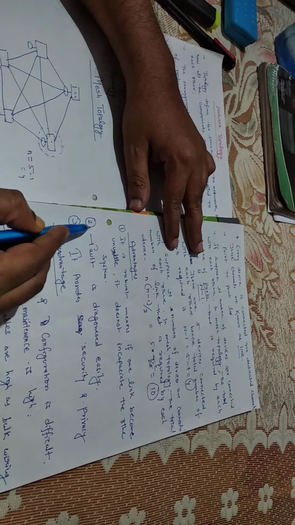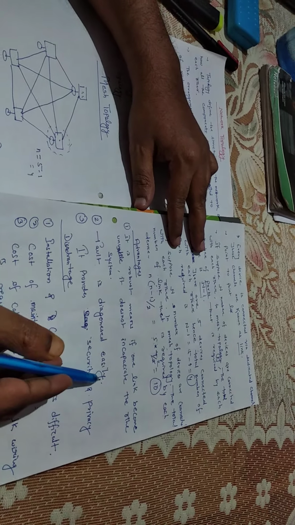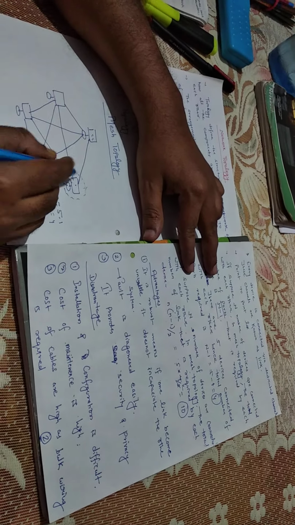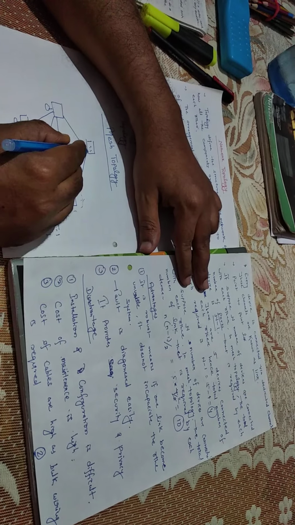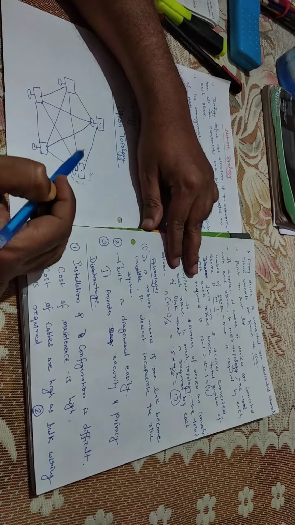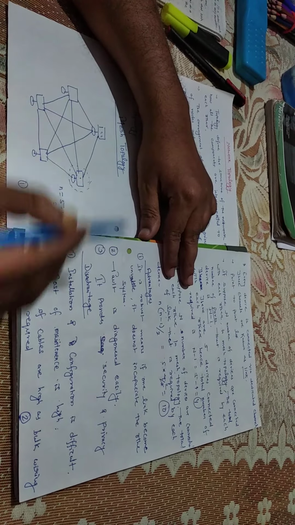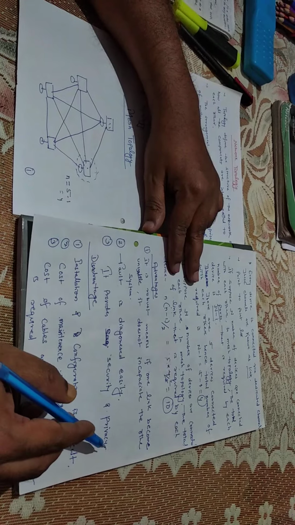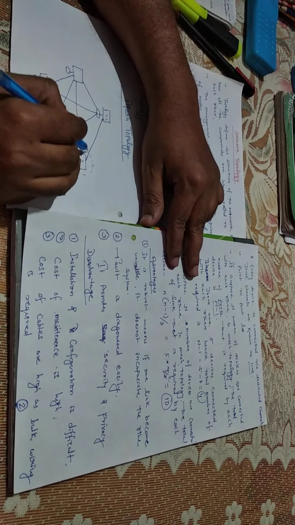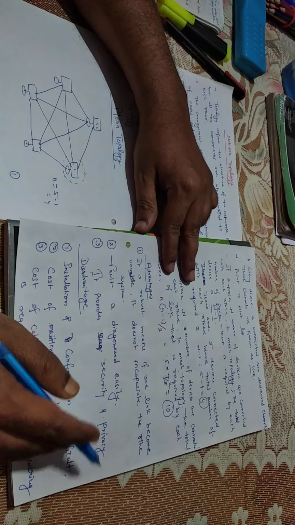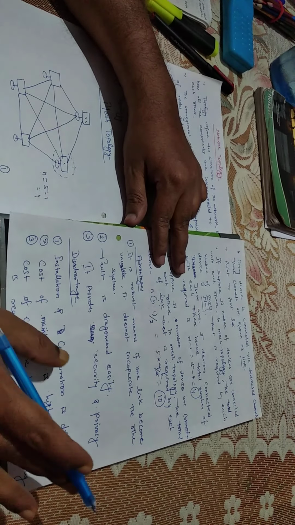Second, faults are diagnosed easily. If any one node has a problem, we can easily diagnose which node has the problem. Third, it provides security and privacy of the network, because dedicated links and point-to-point links are there.